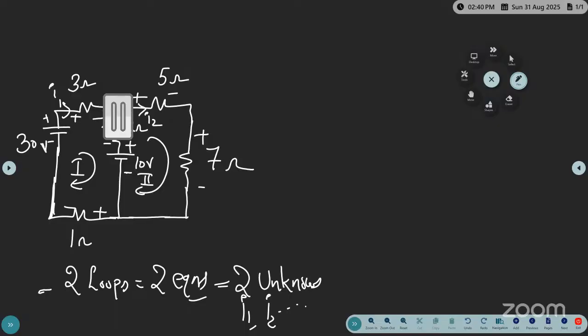So after completion of this problem, we'll move to the next, that is the superposition theorem. We'll do 2 problems on the superposition theorem.